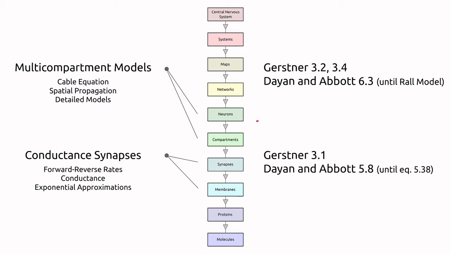The readings for this lecture are Gerstner 3.2, 3.4, Dayan and Abbott 6.3 up until the RAL model, and then Gerstner 3.1 for the conductance synapses, and then Dayan and Abbott covers that in 5.8 up until equation 5.38.